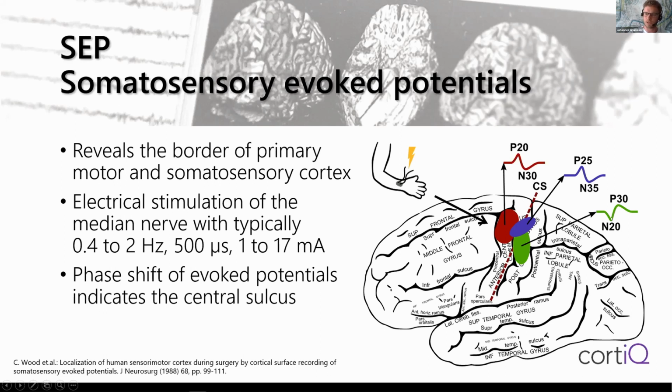So this is very important during surgery when the surgeon wants to locate or optimally place a grid. They are placing it over the whole sensory and motor cortex, then they're doing SEP, and then they know approximately where the central sulcus is, and then they can still adjust the position of the grid. So this is very, very convenient.